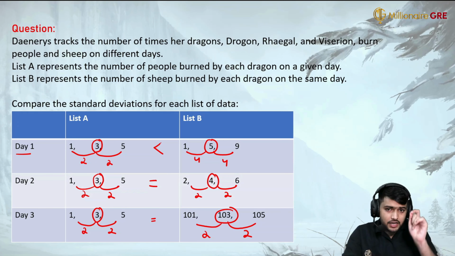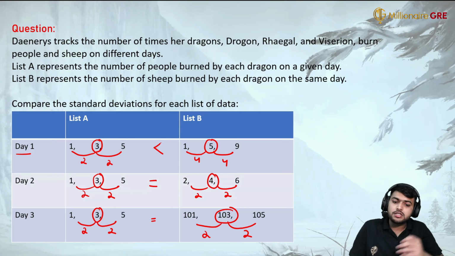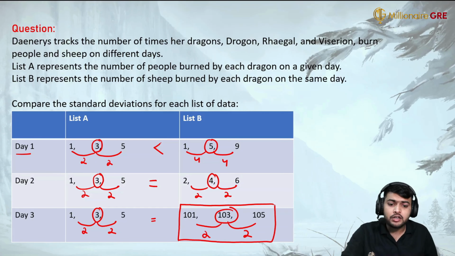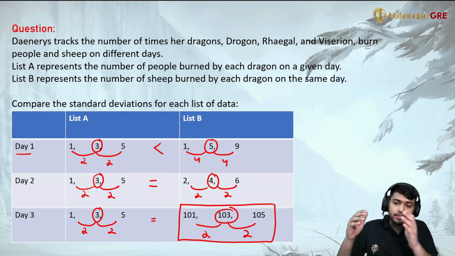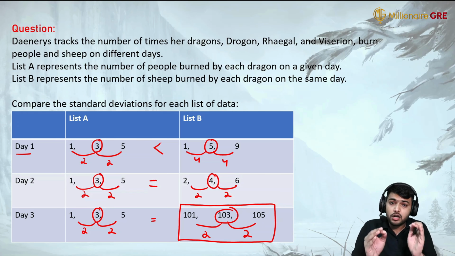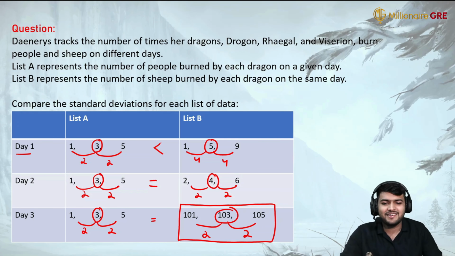Standard deviation does not depend on what the individual values are. It only depends on the distance from the mean. Obviously, in list B here, the terms are much bigger than the terms in list A. But standard deviation does not depend on what the terms are. It only depends on the distance from the mean.